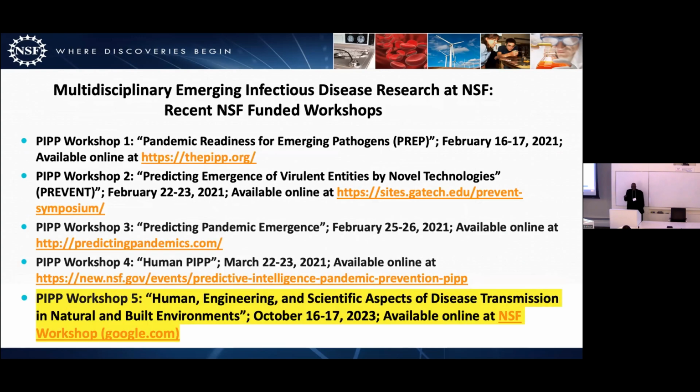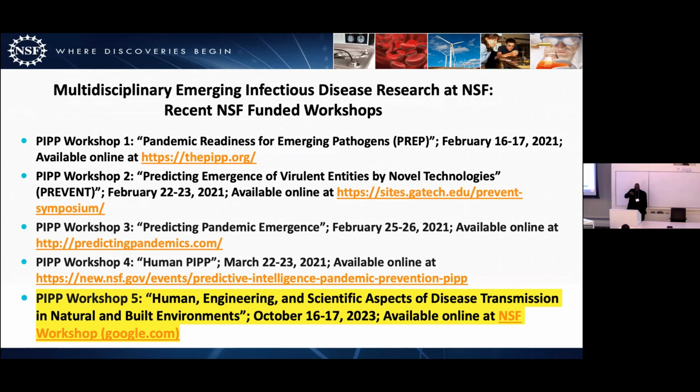So now, in addition to research, we fund different workshops. This is the only slide where I'm going to talk about the workshop. This workshop was designed to be workshop 5 for predictive intelligence for pandemic prevention. It took a while for us to get it actually done. So Emmanuel was involved in this process. I think you guys helped with workshop 2 and 3, right? So then those reports are available.